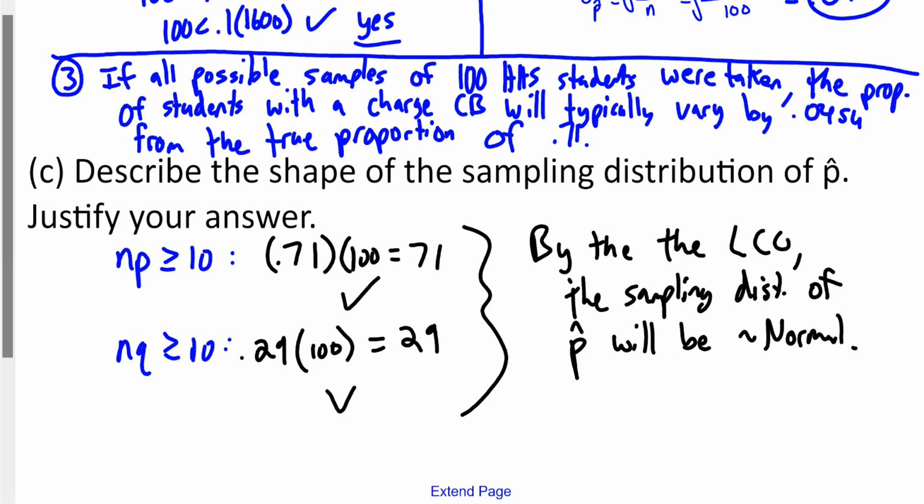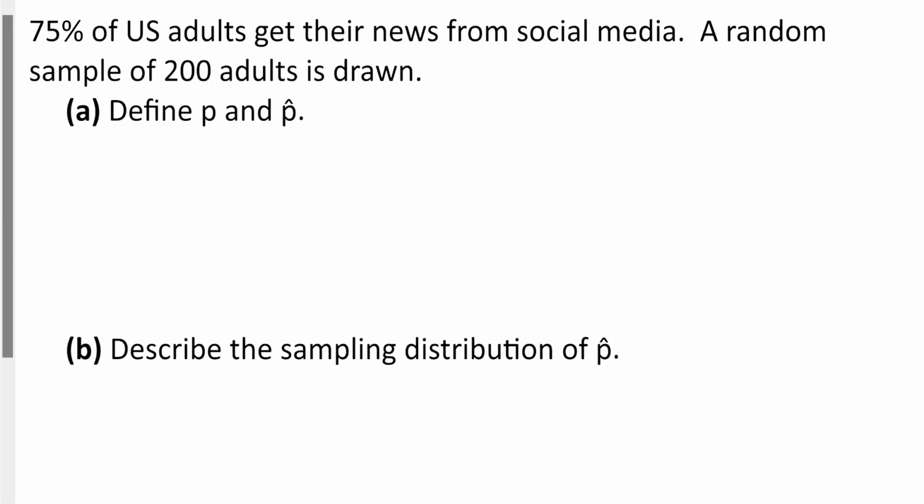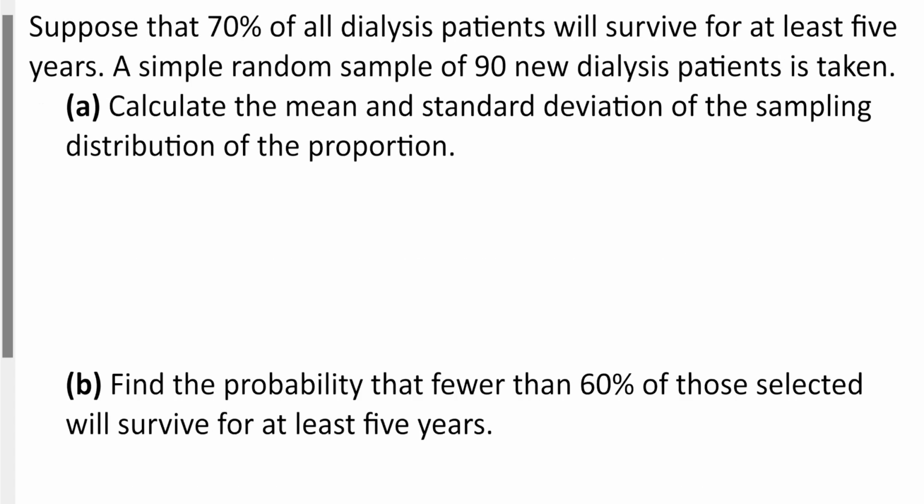Nope. This one. Nope. It is this one. Suppose that 70% of all dialysis patients, so that's something that you might have dealing with your kidneys, I believe, will survive for at least 5 years. A simple random sample of 90 new dialysis patients was taken. Calculate the mean and standard deviation of the sampling distribution for the proportion. Okay? So, we just did that.